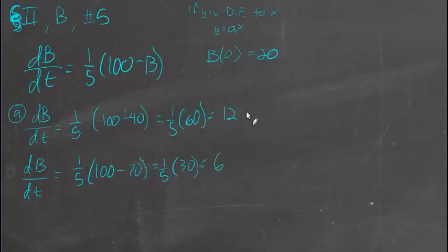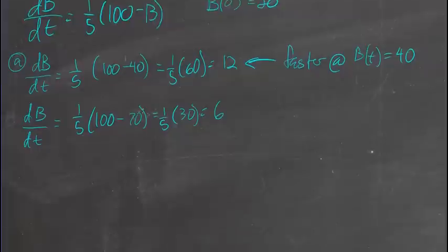Since we put in 40 and we got a greater rate of change than we did when we plugged in 70, it must be growing faster here. Faster at B of T equals 40. Okay, good enough, I think.